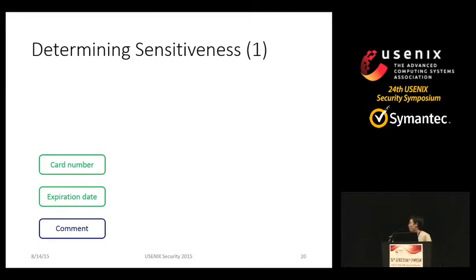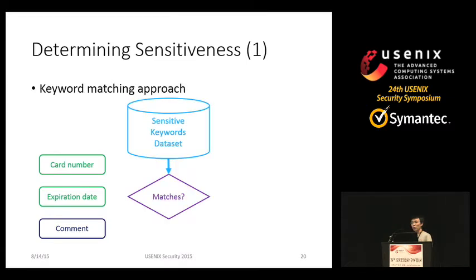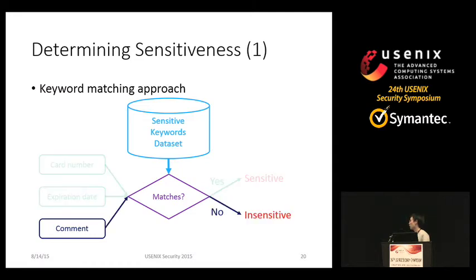Now we have all the label text for each input field. We want to determine whether these input fields can contain sensitive data. We propose a keyword matching approach with a predefined sensitive keyword dataset. In our previous examples, card number and the expiration date match some predefined sensitive keywords, and those 2 input fields are sensitive. But comment doesn't match any sensitive keywords, so the corresponding input field is insensitive.